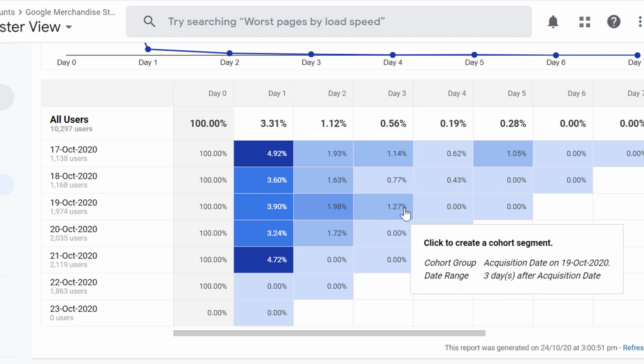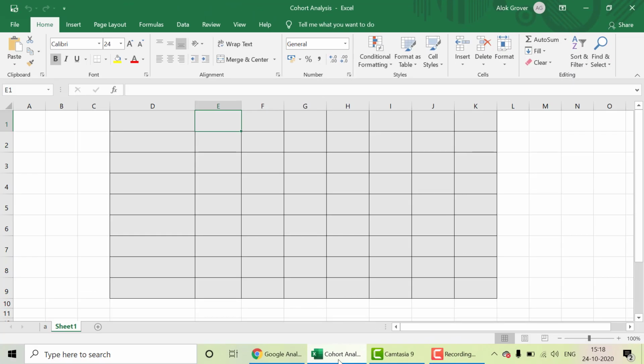However, let's make this particular chart in an Excel sheet on our own to actually understand how it is made, so that we completely understand what cohort analysis is. So let's move on to the Excel sheet now and see how this chart, which was made in the Google Analytics cohort analysis section, was made.